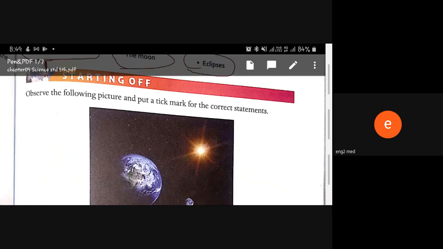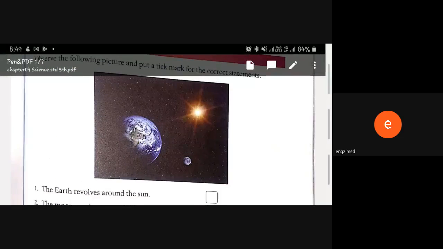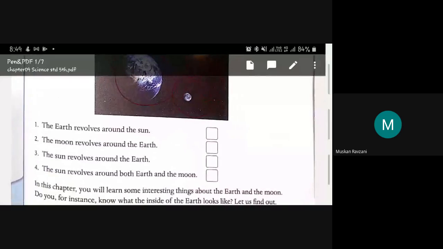Have you seen this picture? There is the Earth, the Sun, and other planets, the Moon, the Sun. Now you have to tick mark true or false, which is true and which is false.